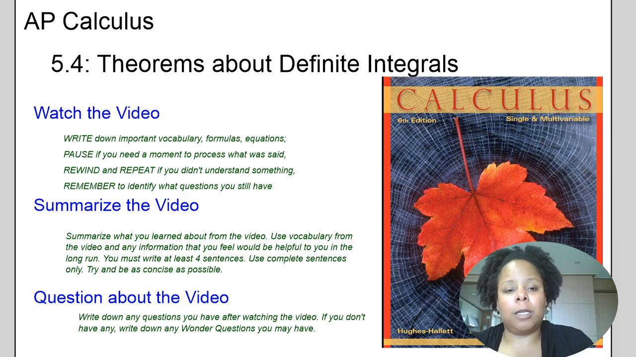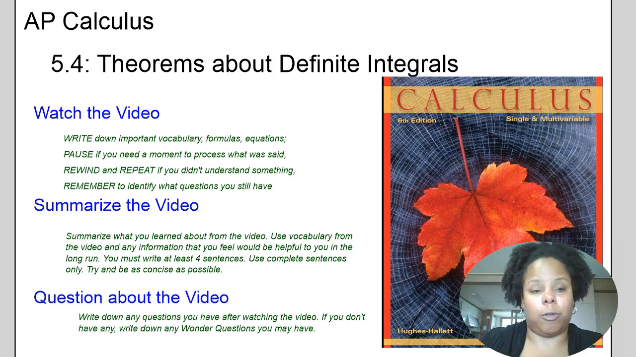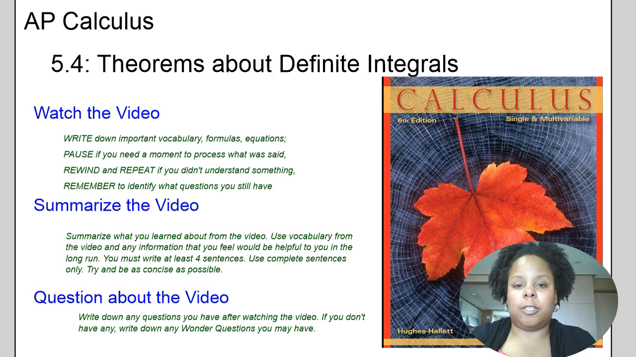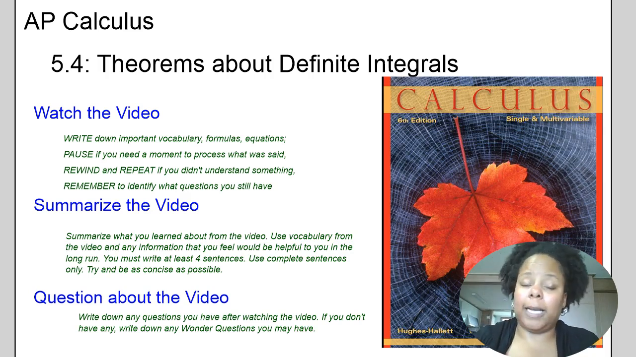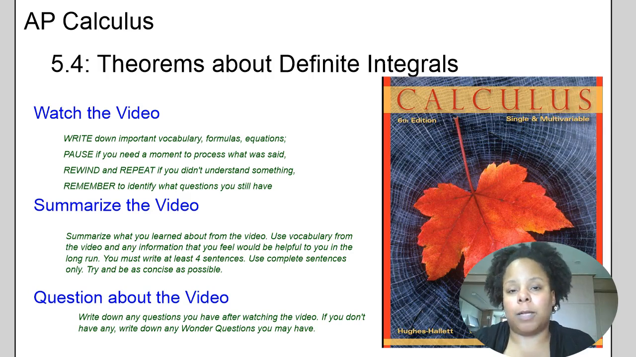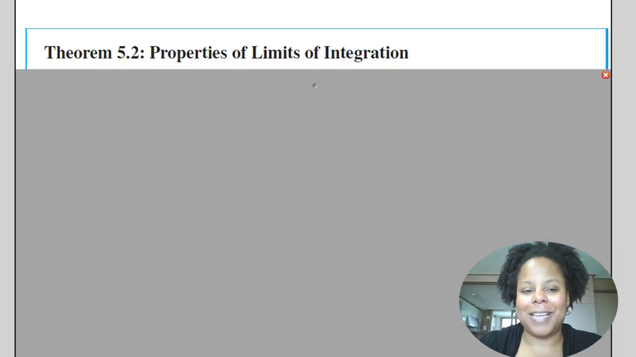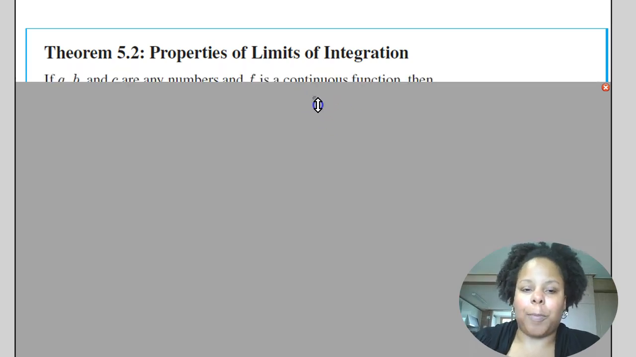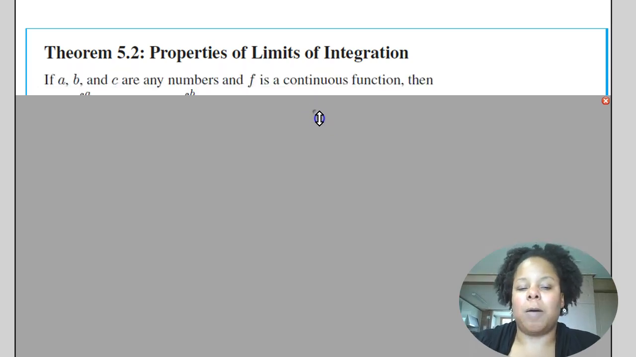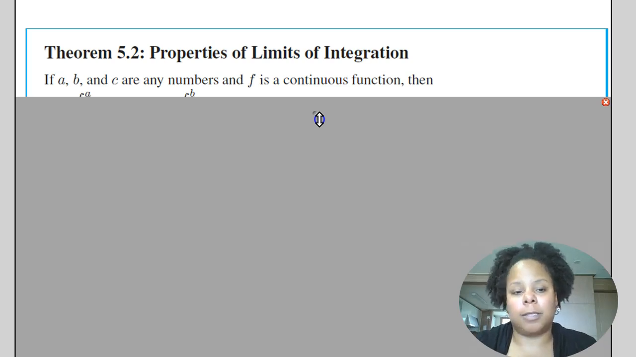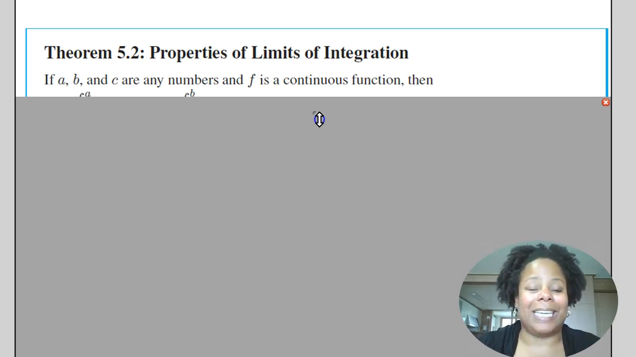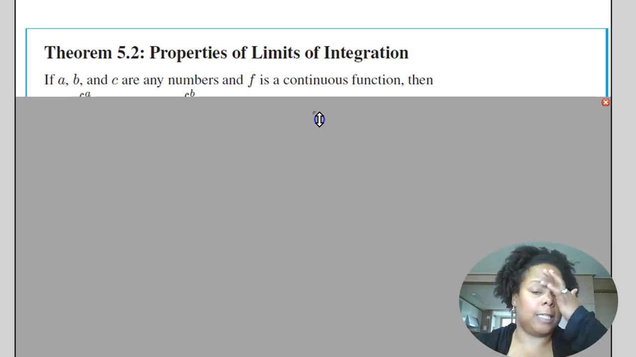Today we are going to be looking at some theorems about definite integrals. We've talked about in the previous videos different ways to calculate the definite integral, but today we're going to talk about how to use the definite integral in a variety of ways. Let's begin. These two properties from Theorem 5.2 involve constant values a, b, and c being any numbers, and f being a continuous function.